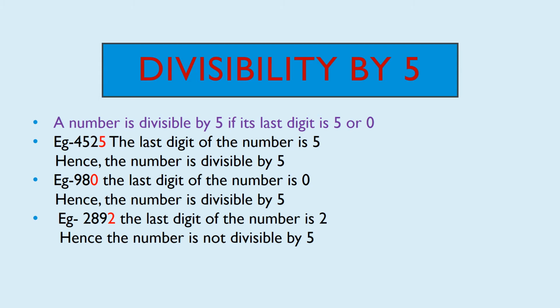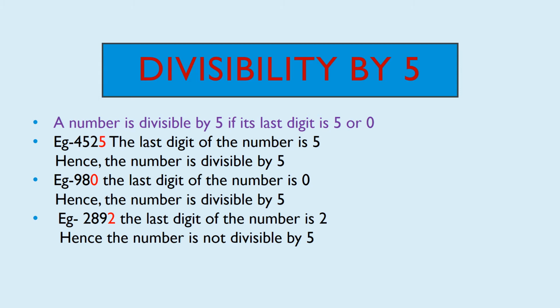Divisibility by 5. A number is divisible by 5 if its last digit is 5 or 0. Now you see this example. The example is 4525. You can see the last digit of the number is 5. Hence the number is divisible by 5. That is, 4525 will also be divisible by 5. Now take another example, 980. The last digit of the number is 0. So 980 is divisible by 5.